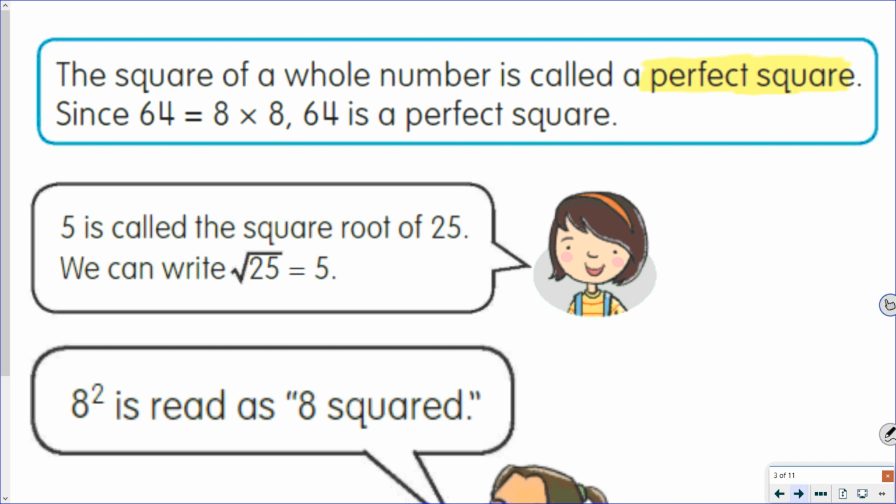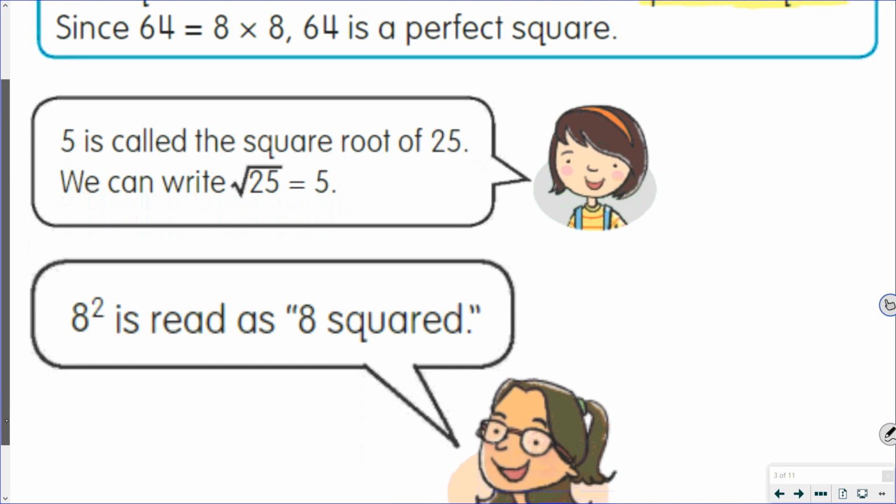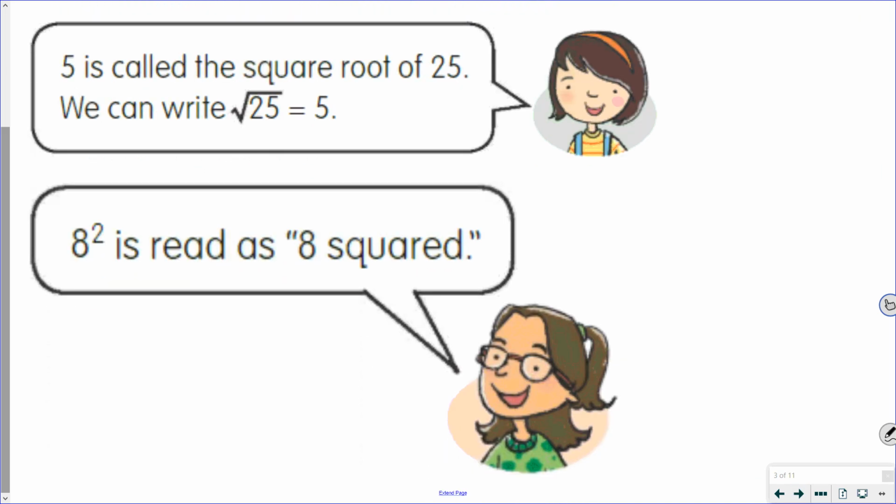Just a couple pieces of extra information here. The square of a whole number is called a perfect square. So since 64 is equal to 8 times 8, 64 would be the perfect square. 5 is the square root of 25 because that's what you multiply by itself to get 25. So the square root of 25 is 5. And when we see 8 with the exponent of 2, we read that as 8 squared, or we could also say 8 to the second or 8 to the second power.